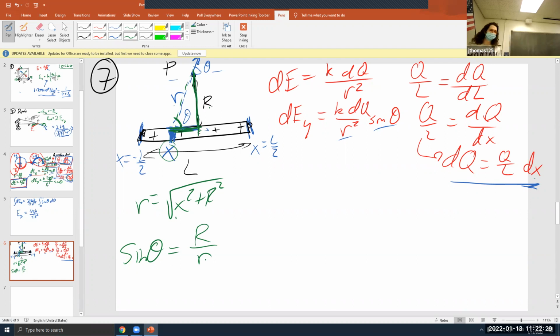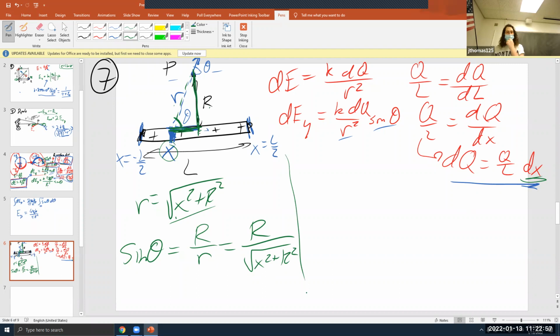However, we know that little r varies, and we know that we want to integrate with respect to x. So we need to turn r into terms of x. Luckily, we've just given an expression for that, but that's why our sine theta ends up being so wonky looking. It's going to be big R over the square root of x squared plus big R squared. This is just right triangle geometry with some variables in it, but nothing that you cannot do, I promise.